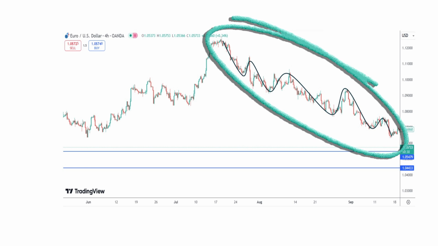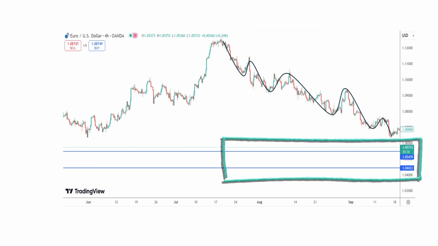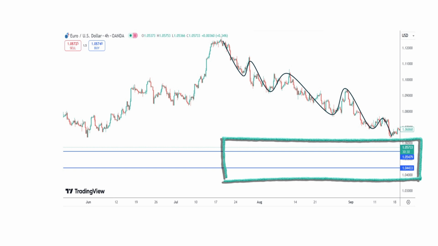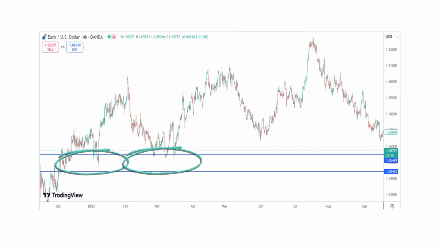Okay, and this zone over here between the two blue lines is a good support zone. Now, why is it a good support zone? Because if we look behind, we can see that in this particular zone, the price has reversed twice. In fact, more than twice: 1, 2, 3, 4, 5 times. So this becomes a very, very important support zone.